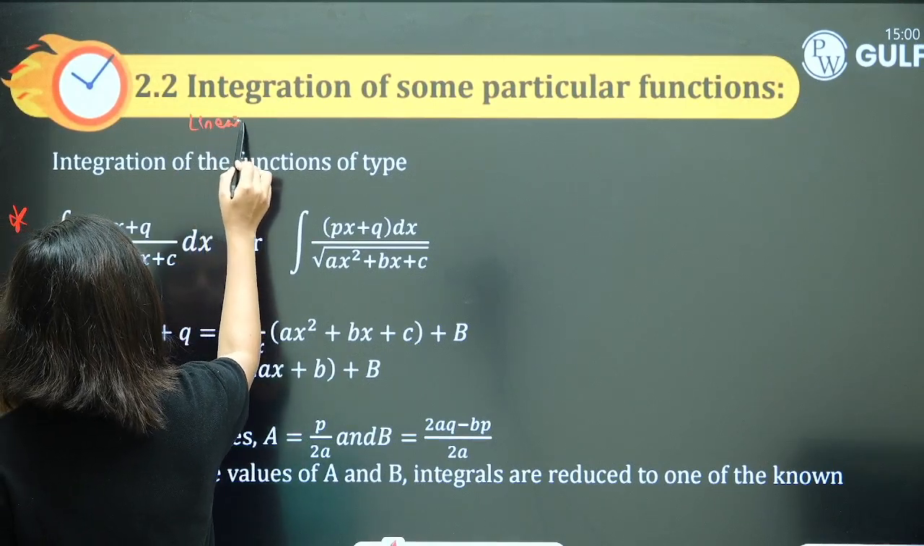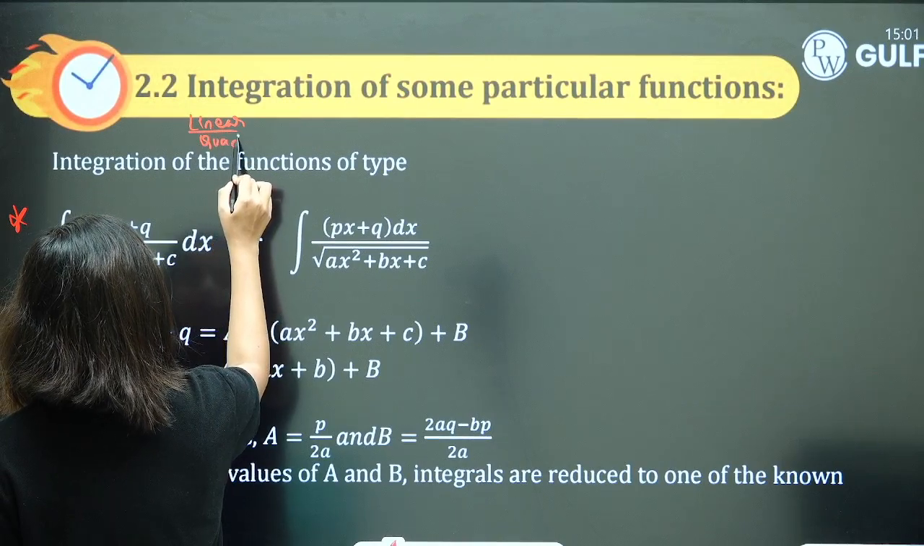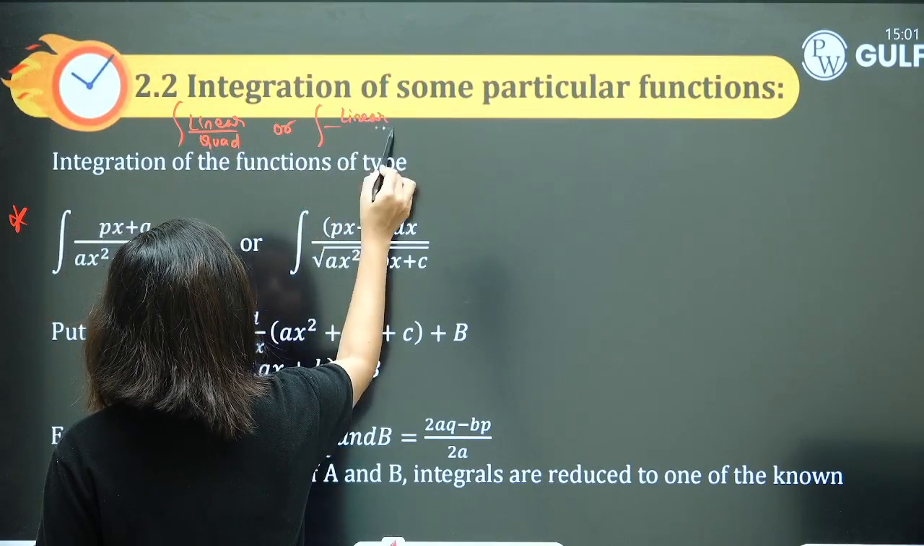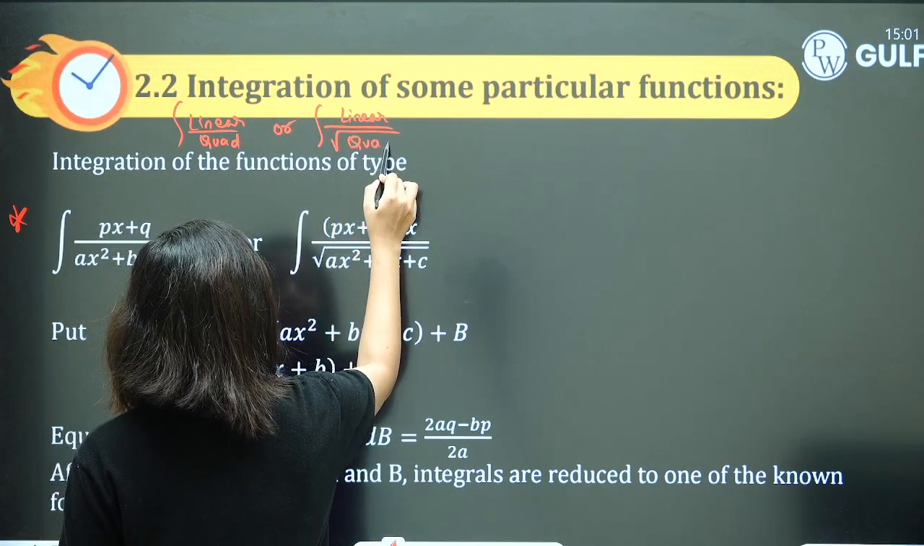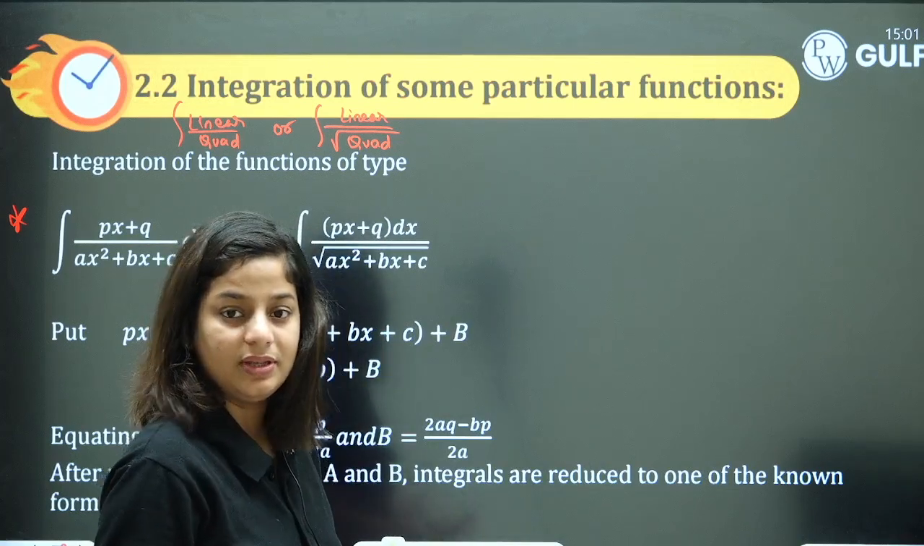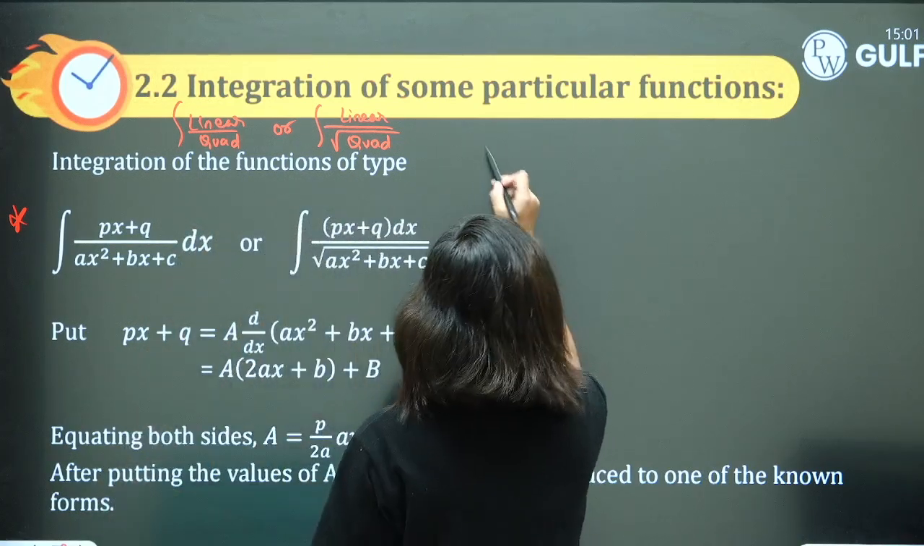Linear by quadratic, or linear upon root of quadratic. And how to solve this question? What are the steps? It's always written there already.